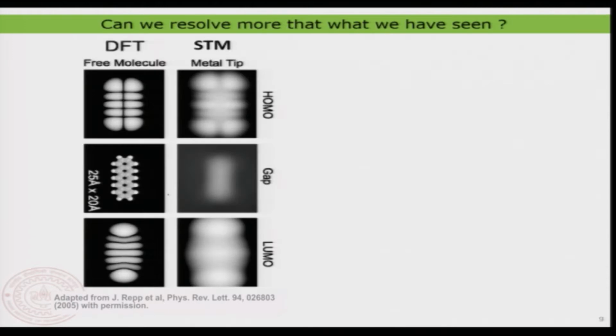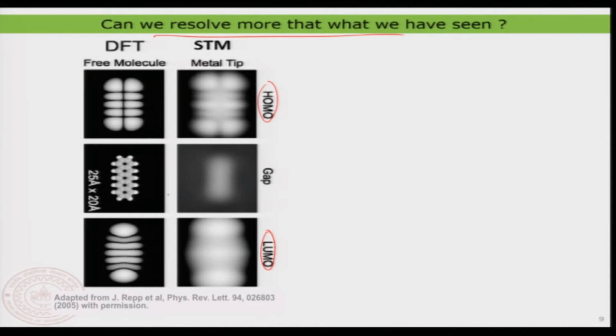Good. So, what we have seen was that we can resolve the molecular orbitals depending on the bias that you apply. You are actually imaging the HOMO or LUMO of the molecule. This was nice. Now the question is, can we resolve a bit more than this? We are always ambitious, so that is very clear. That ambition puts us in a position to ask, can we resolve something more, or can we really resolve the molecular orbital as we theoretically predict?